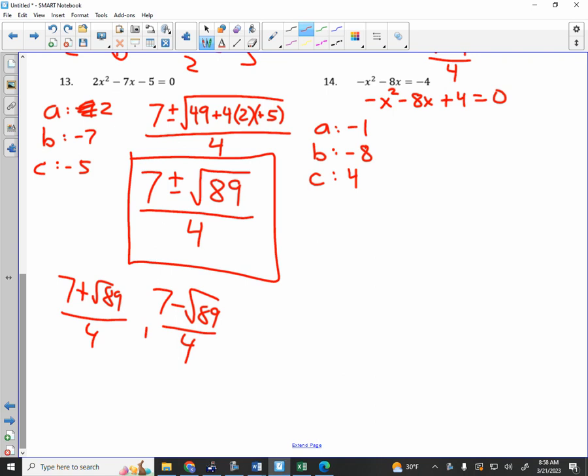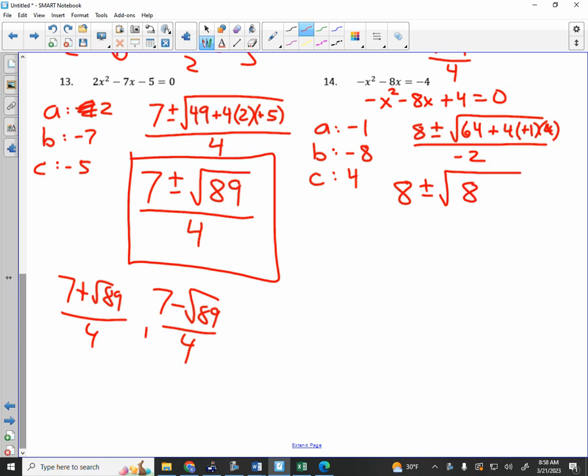All right. Negative b, positive 8, plus or minus the square root of b squared, we get 64, minus 4 times a, which is negative 1, and c, which is 4, divided by twice the a value. I have 2 negatives, so that's going to turn to positive. I've got 8 plus or minus the square root of, 4 times 1 times 4 is 16, and 16 plus 64 is 80.